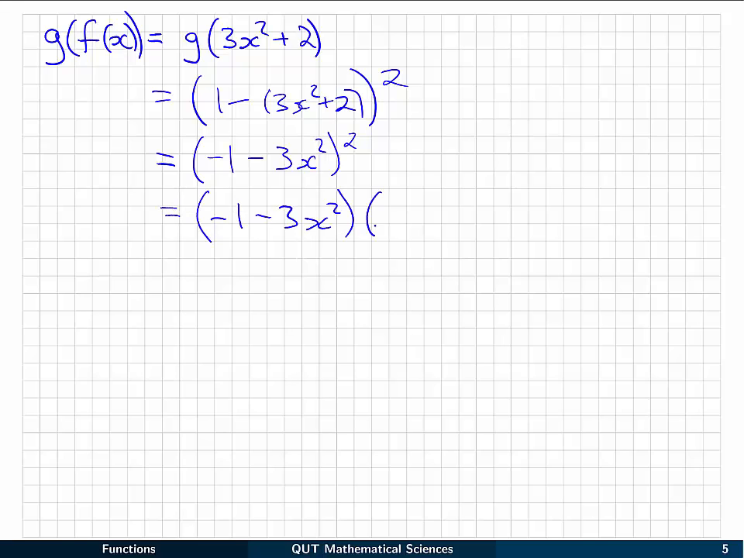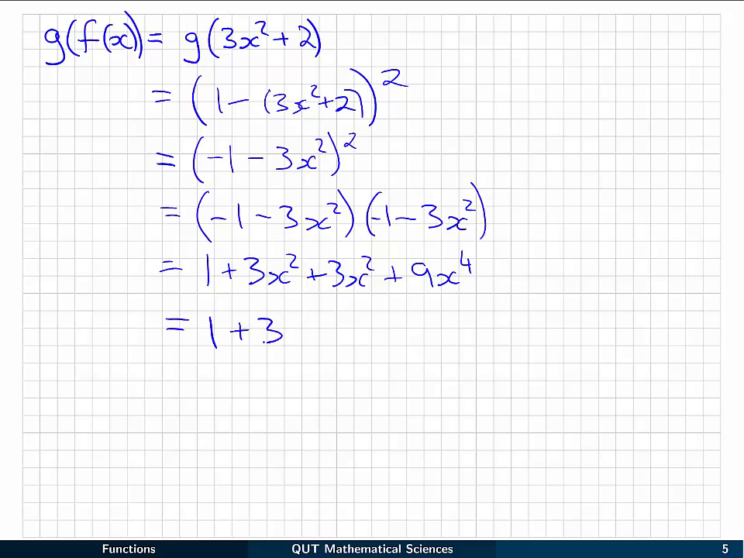So we can write it out in full, and then just do the multiplication out, the distribution. So let's just quickly do that one off screen. Okay, there we are: 1 plus 3x squared plus 3x squared again, plus 9x to the 4. And we can just simply clean that up, bringing those two middle terms together, which of course will be 1 plus 6x squared plus 9x to the 4.